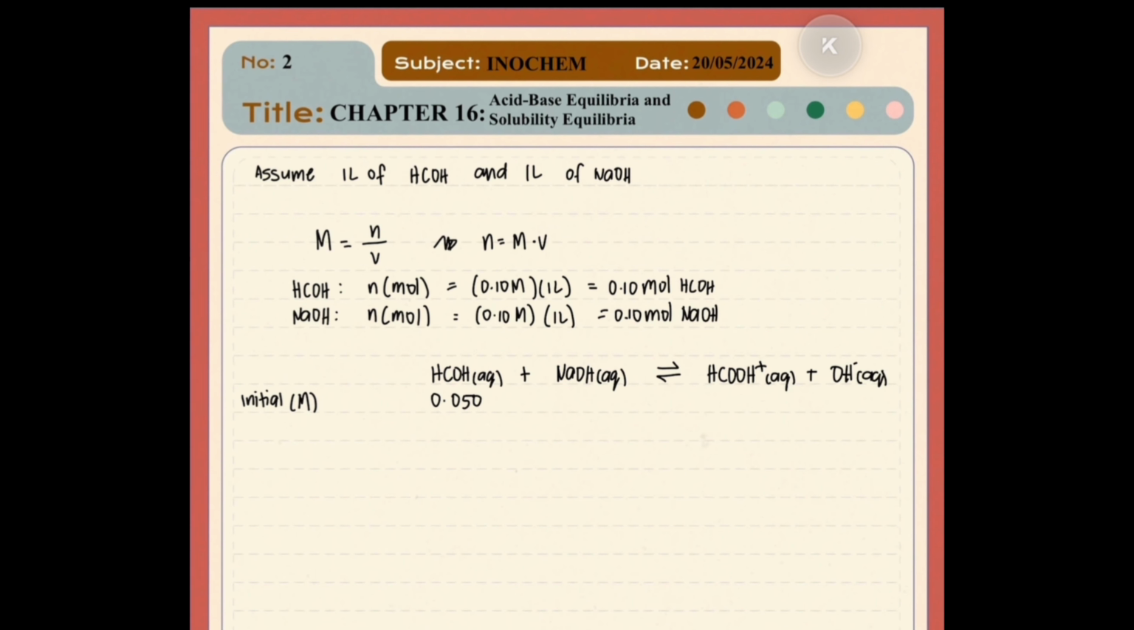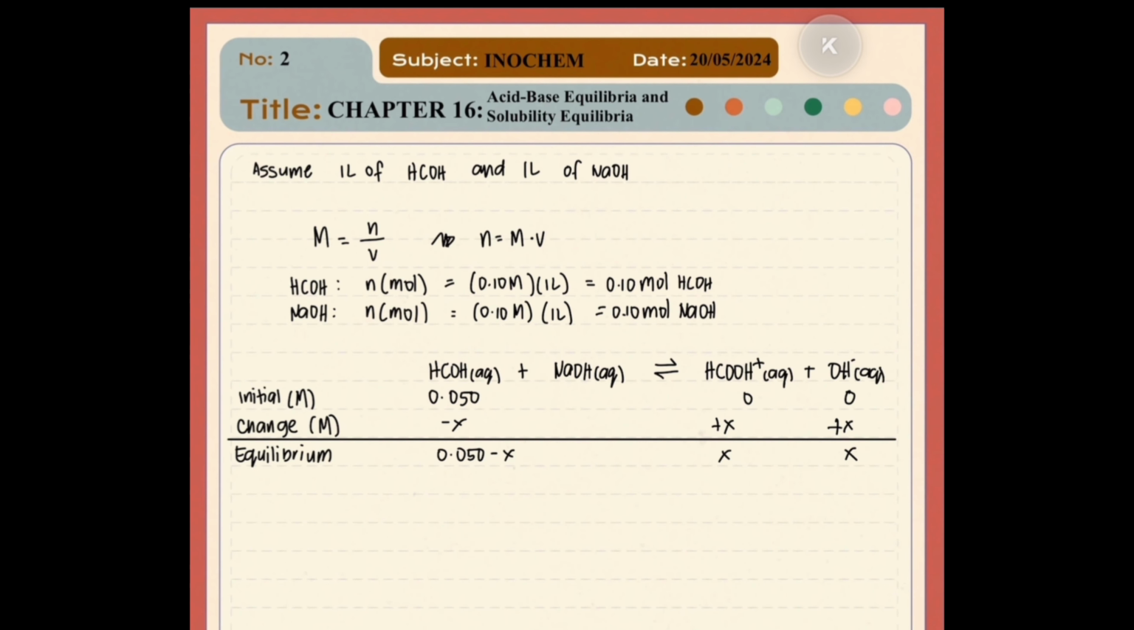In the ICE table, we start with 0.050 molar of HCOO ion. Then let's assign the X change, negative for the reactant and positive for the products. The water will again be ignored. To find the value of X, we will use the formula for the ionization constant. Kb, which is the base dissociation constant, is equal to products over reactants. Since Kb is constant, we know that the Kb of HCOONa is 5.9 times 10 raised to negative 11.